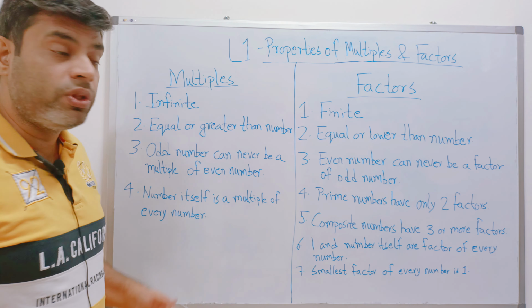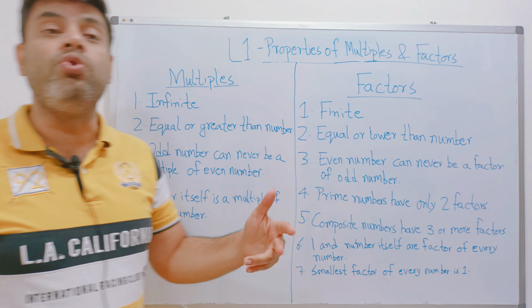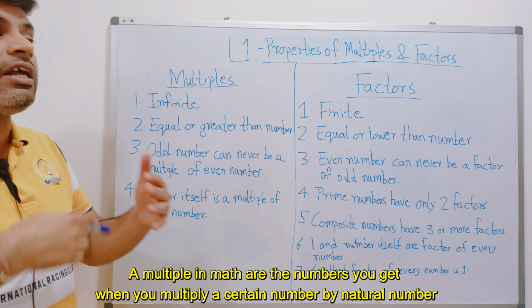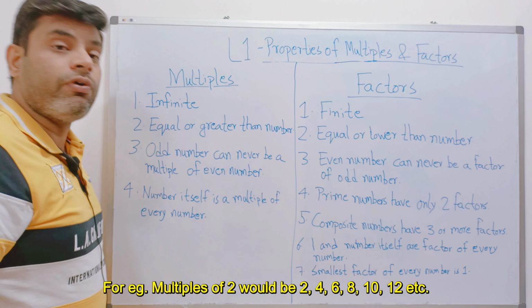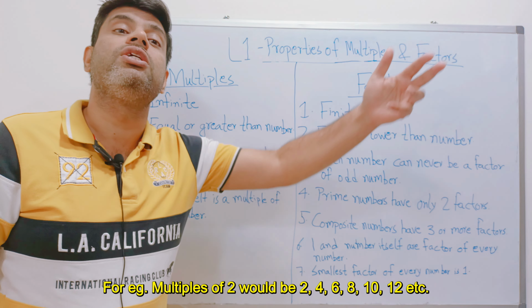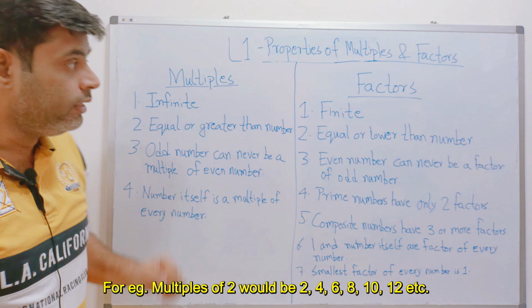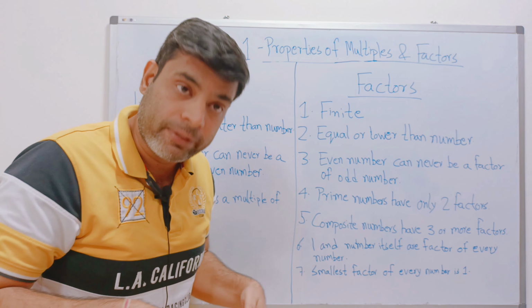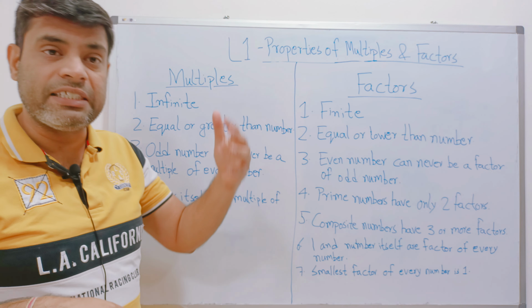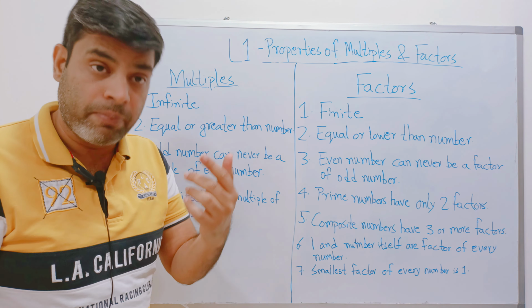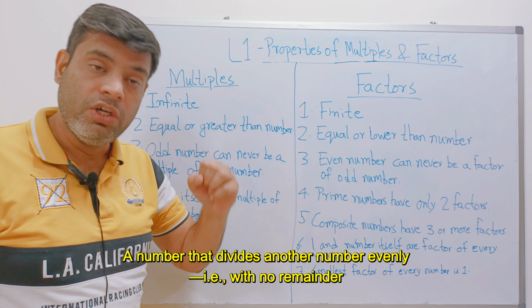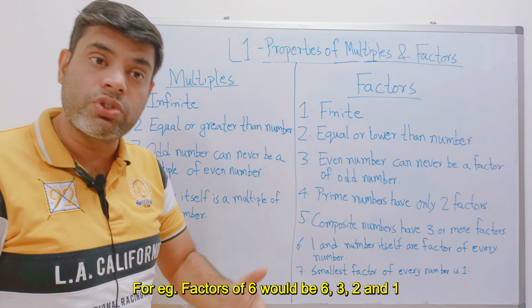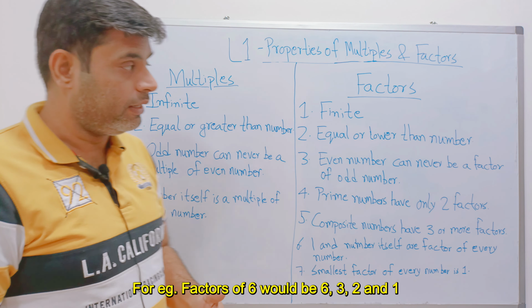I'm not going into the details of what are multiples and factors, but you know that when we multiply any number with the natural numbers like 1, 2, 3, 4, that's called multiples. For example, the multiples of 2 are 2, 4, 6, 8, 10, 12 and so on. Factors: when we divide, for example, 6 by 1, 2, 3, and the remainder should be 0, like we get the full answer, that is called factors. So factors of 6 would be 6, of course, 3, 2, 1, like that.